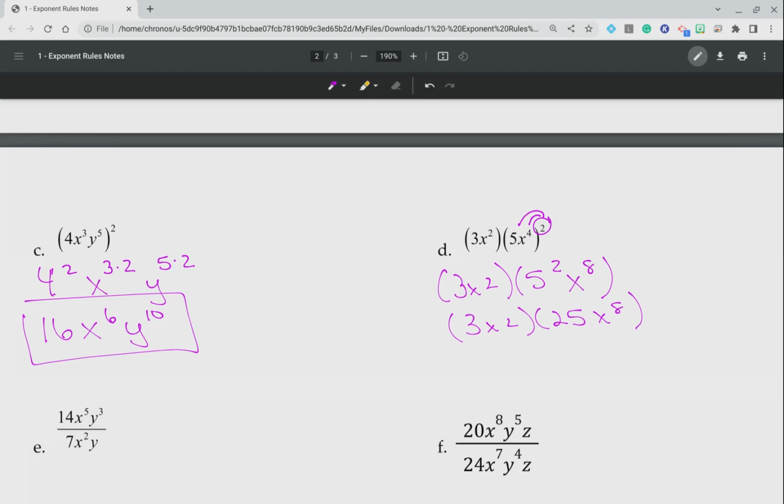Now my coefficients, remember, I'm multiplying. 3 times 25 is 75. But my exponents, they have the same base, which is x, so I'm adding those together. So this is going to be 75x to the 10th power.